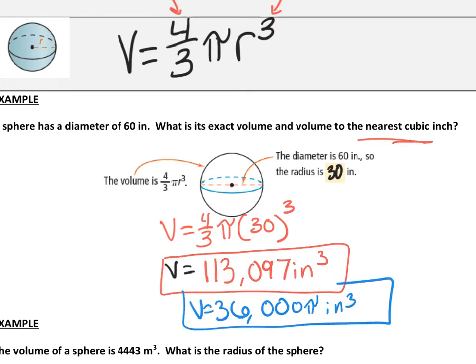Alright, so you just have to use the caret button in order to do the cubes. You could find it if you hit the math button under that first menu. There's a cubed there too, but that's just more buttons you have to hit. It's just a little quicker to just do the caret.